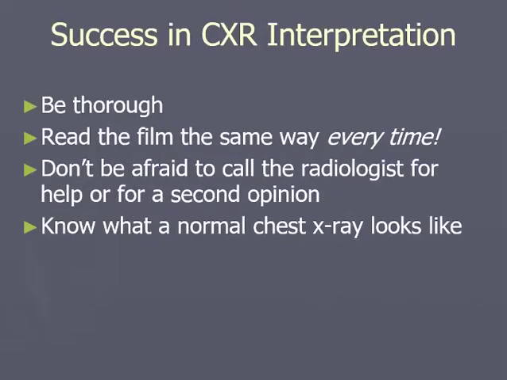To be successful in interpreting a chest x-ray, you have to be thorough. It's just like with a 12-lead EKG, where you first identify the rhythm, second, look at the rate, and then go through all the leads to see what is normal and abnormal. You have to be thorough, look at everything, and read the film the same way every time. Always start with whatever you're going to start with and end with whatever you're going to end with, and do it that way every time.